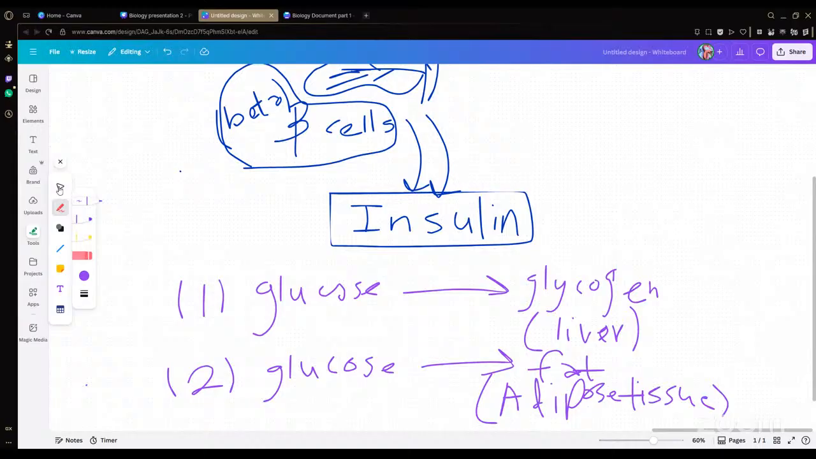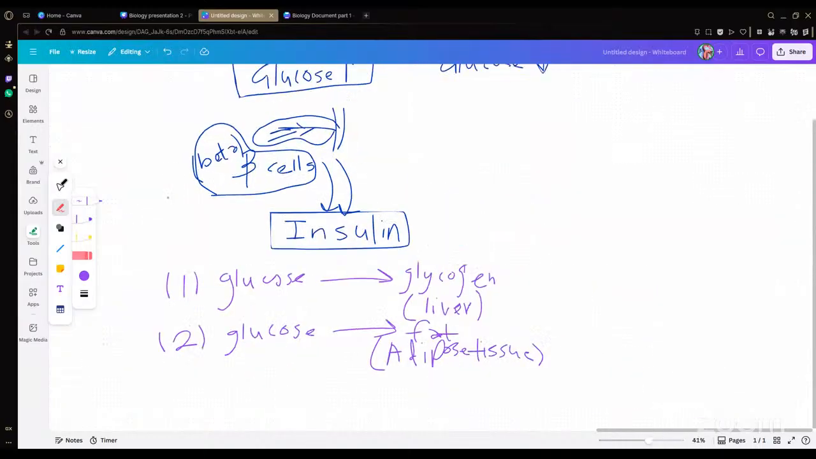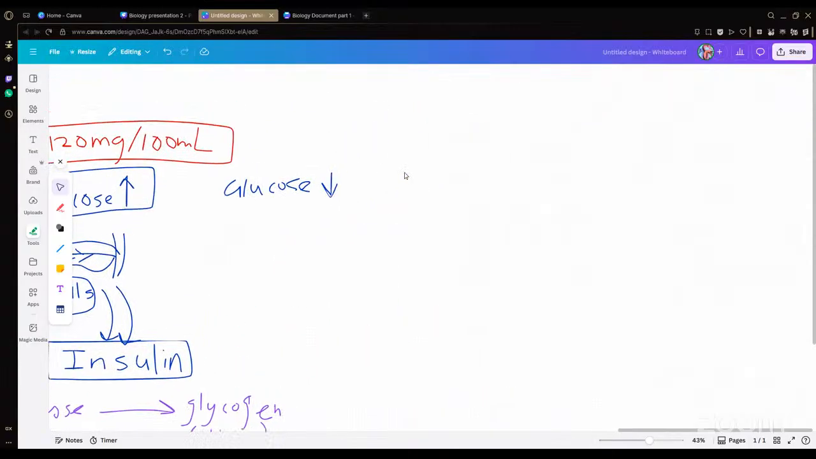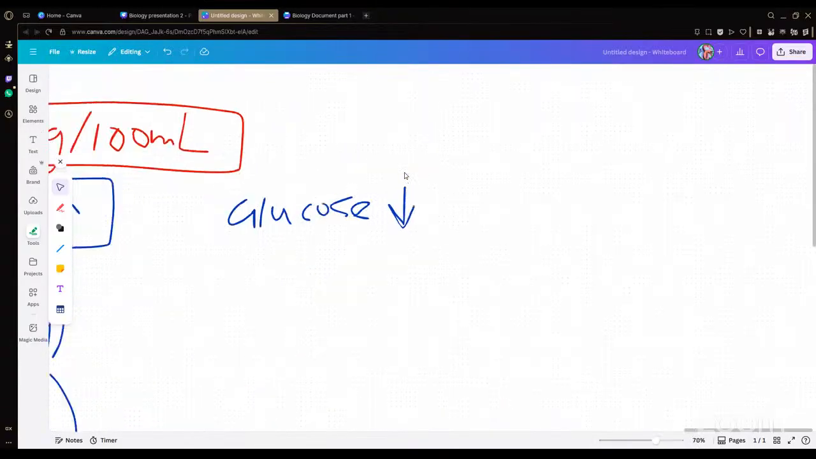All right. So this is what happens. When the glucose level is increasing, the beta cells, the islets of Langerhans, release insulin, which is going to be converting glucose to glycogen stored in the liver, and glucose is going to be converted to fat and stored in the adipose tissue. Right. Now I hope you all got that. Now we'll move on to this part. When there is low glucose, what happens?